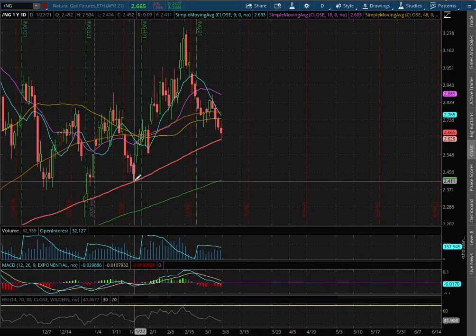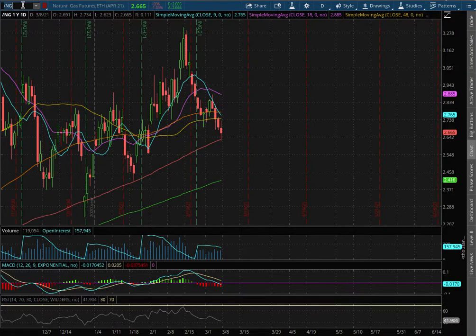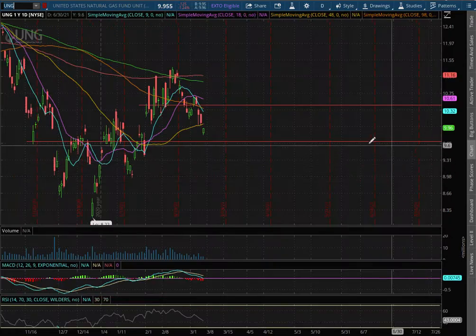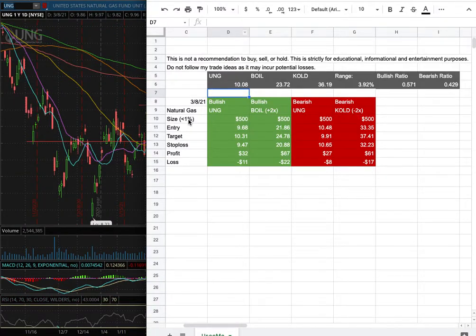And as for the trade idea of the week, I'll be trading UNG, and my position size for it is less than 1% of my portfolio. My long entry for it is at $9.68. My sell target is at $10.31, and my stop loss is at $9.47.